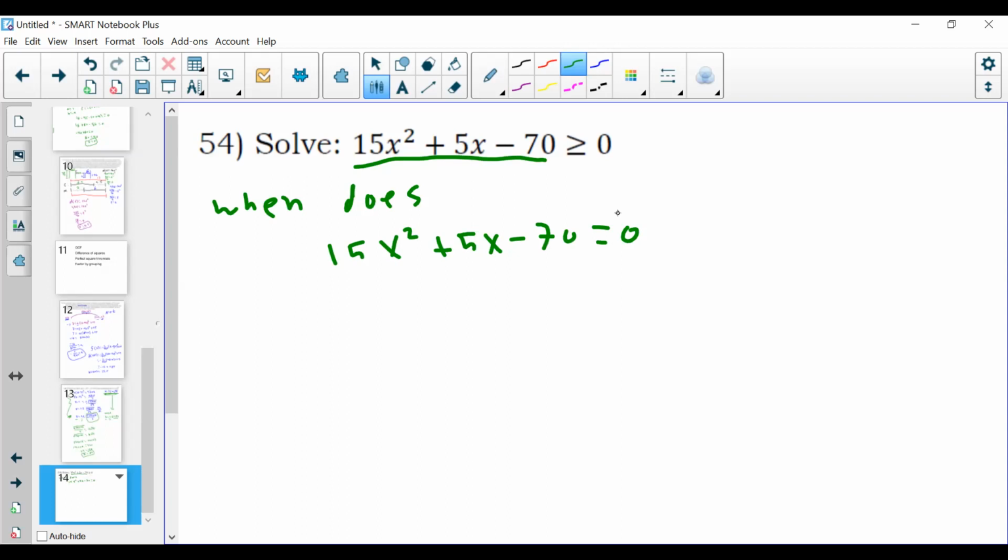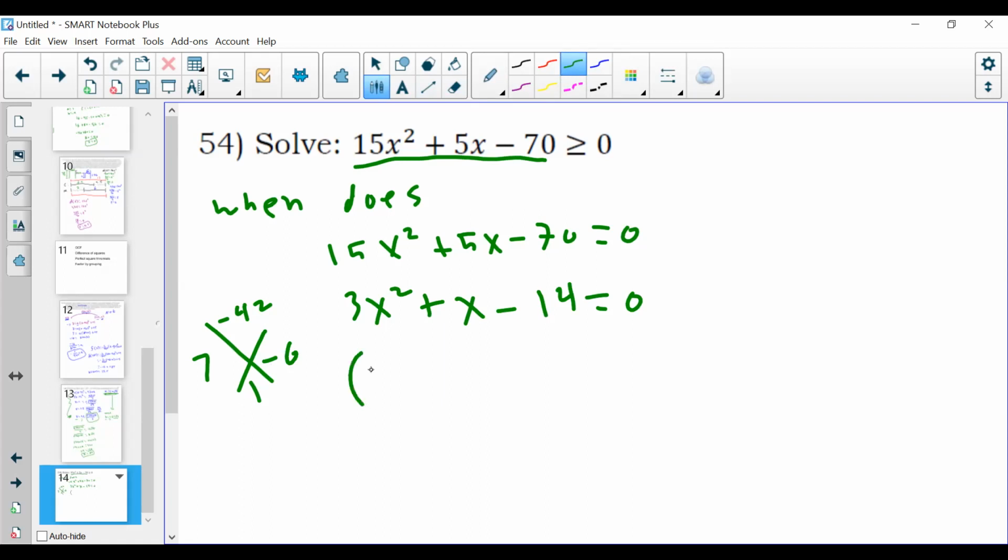So here, to solve this, I can divide everything by 5 to get 3x squared plus x minus 14. This equals 0. So from here, we're going to see if it factors out. I want factors of negative 42 that add up to give me 1. In this case, that's going to be 7 and negative 6. Factors of 3 times negative 14 that add up to give you your middle value of 1. That's 7 and negative 6.